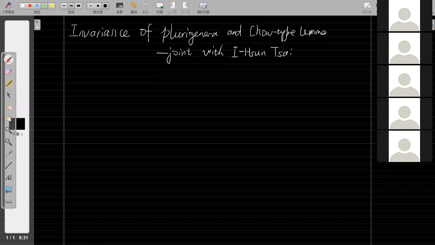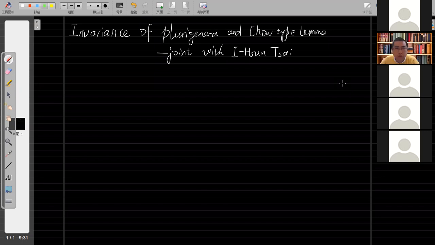Mutation, especially Cao Junyan and Deng Ya and Xia. And I will report a recent joint work with Professor Cai on invariance of plurigenera. If I have time, I will talk about the Chow-type lemma. Actually, my talk will be divided into two parts. In the first part, I will talk about the motivation and the main result.